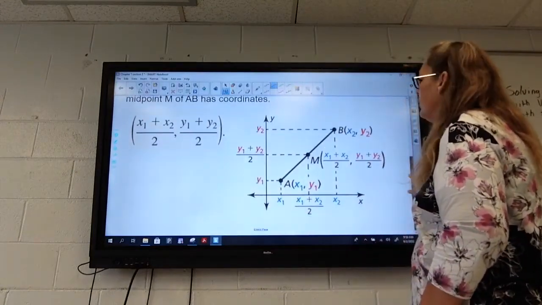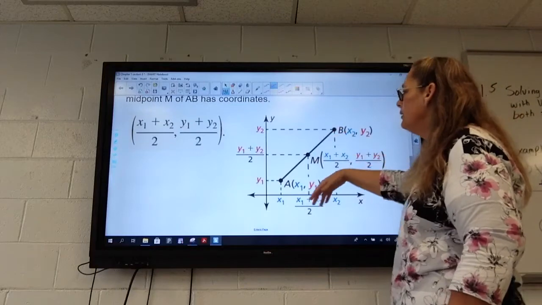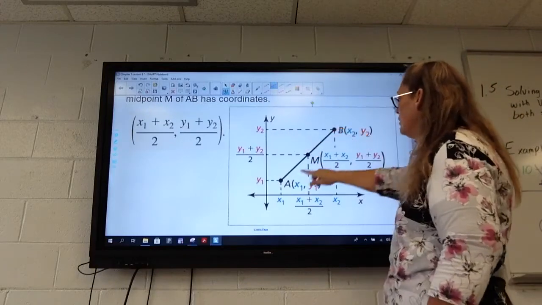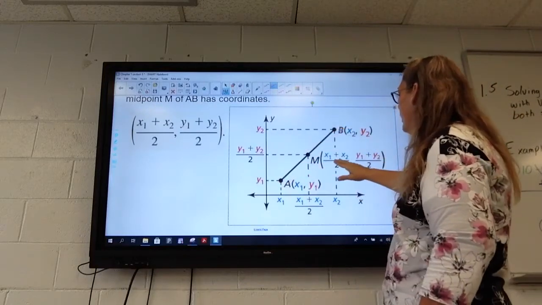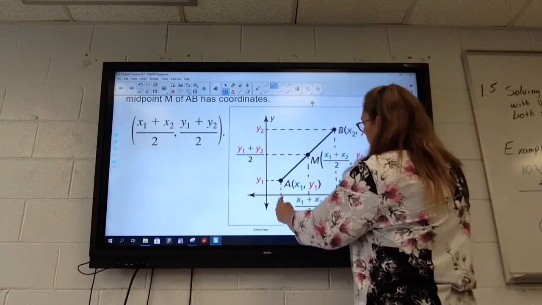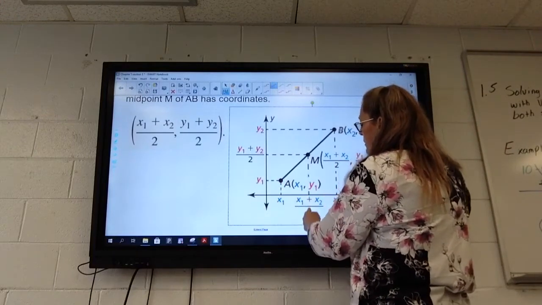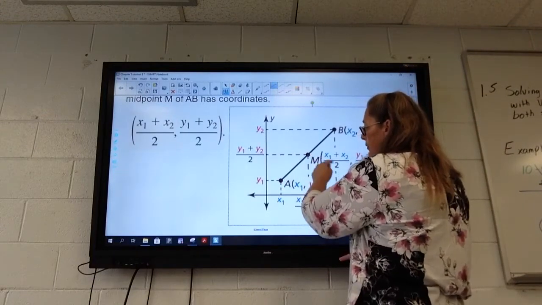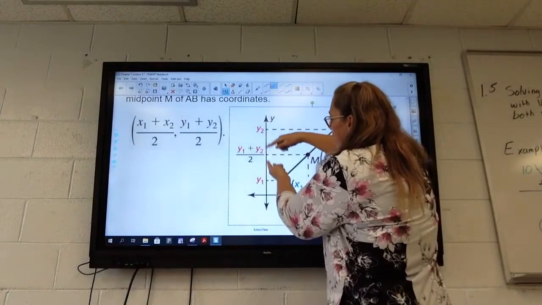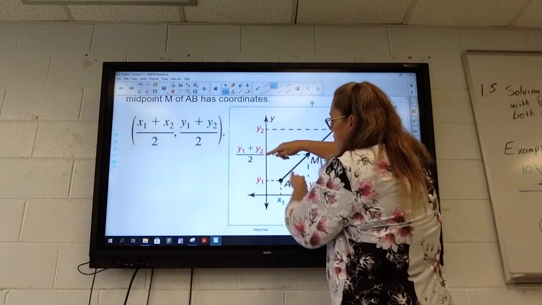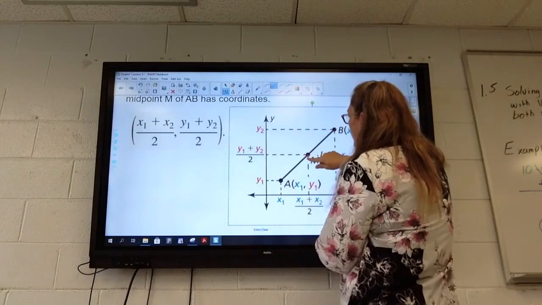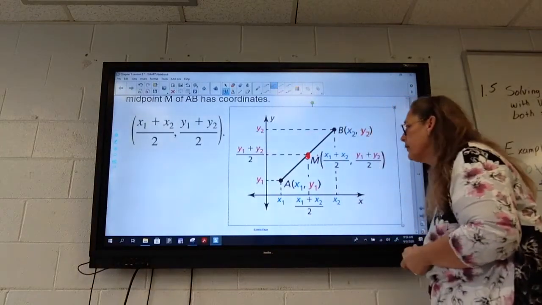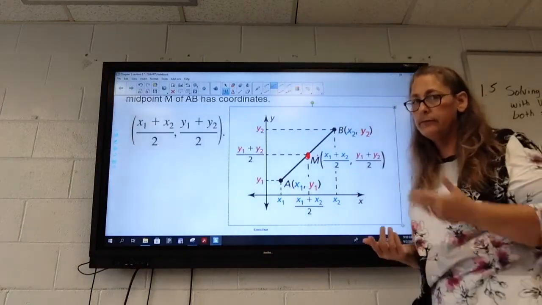What it looks like on a coordinate graph is right here. You've got your x-coordinates, you've got your y-coordinates. If you're adding your x's together, you're adding these together and finding the middle. Add, divide by 2. Same thing here. You're adding what they are and dividing by 2 to tell you where the middle is, and that gives you this point right there. This is where the formula comes from.